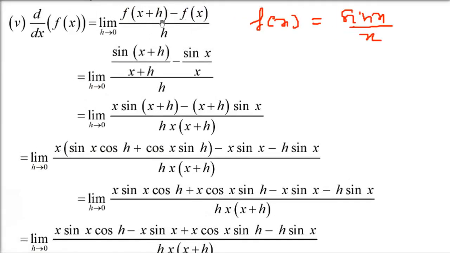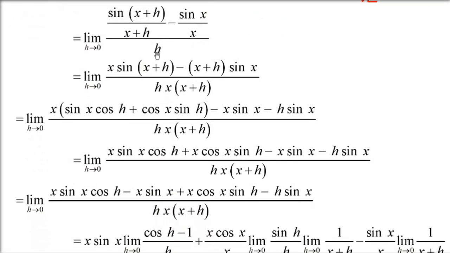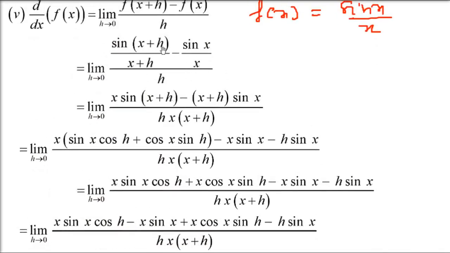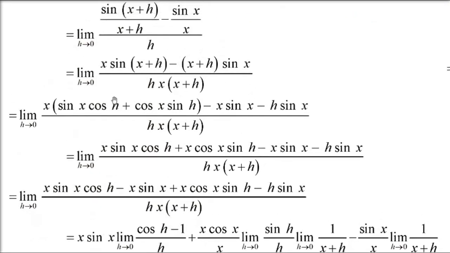Now we have the fifth one. Now this f(x) is sin x by x. So now let us come here. This is sin(x plus h) by (x plus h) minus sin x by x. h is already there in the denominator. So now take the LCM for the numerator. So x sin(x plus h) minus (x plus h) sin x, divided by x, h and (x plus h). Three terms will be in the denominator: x, h and x plus h.